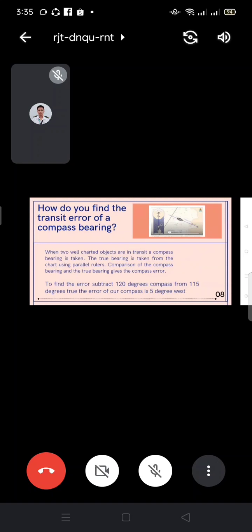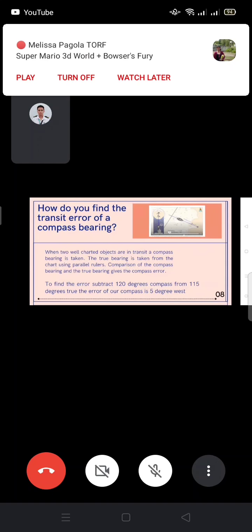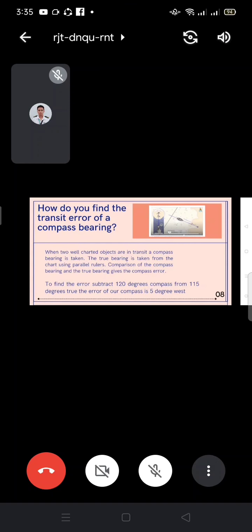So how do you find the transit error of a compass bearing? Well, two well-charted objects are used, and the transit compass bearing is taken. The true bearing is taken from the chart using parallel rulers. Comparison of the compass bearing and the true bearing gives the compass error. To find it, subtract 120 degrees compass from 115 degrees true. The error of our compass is 5 degrees west.